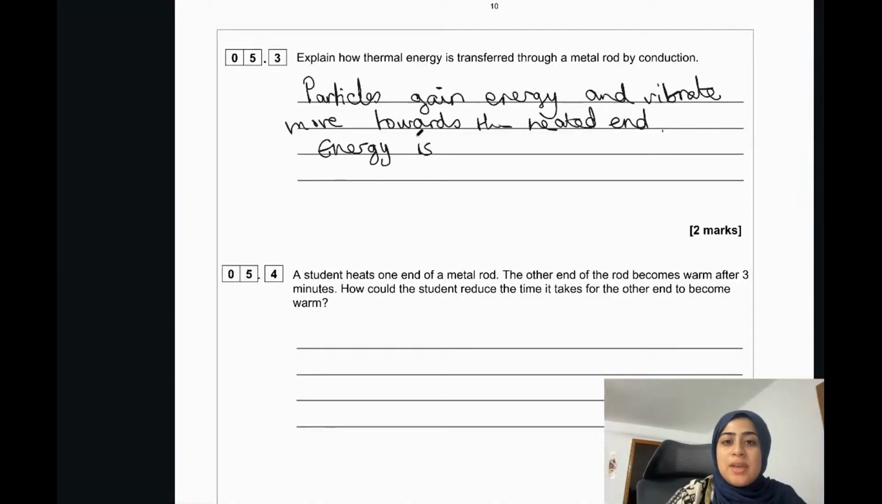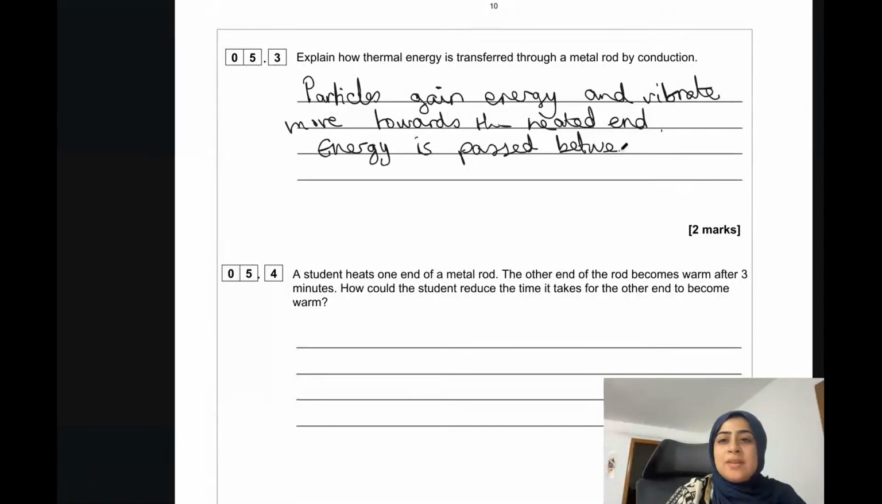So energy is passed between collisions. So 2 marks, give yourself 2 marks if you got that. And remember these key words. So conduction, particles gain energy, they vibrate, energy is passed between the collisions.